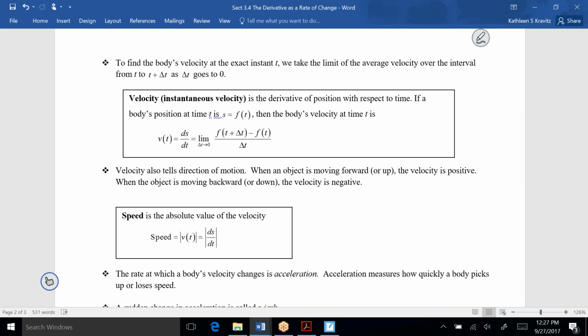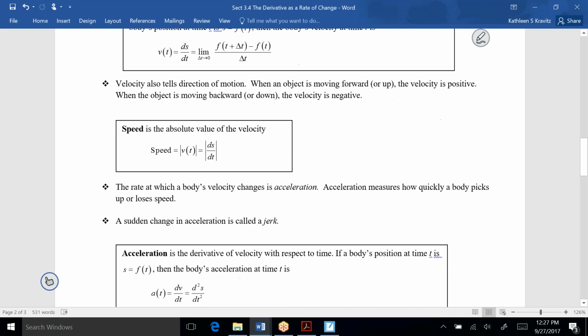If you have a vertical axis, if the velocity is positive, it's moving up. If the velocity is negative, it's moving down. Speed is just going to be the absolute value of the velocity. So speed is just a number. It doesn't have a direction. It's always going to be positive. So it just tells the absolute value of the velocity.